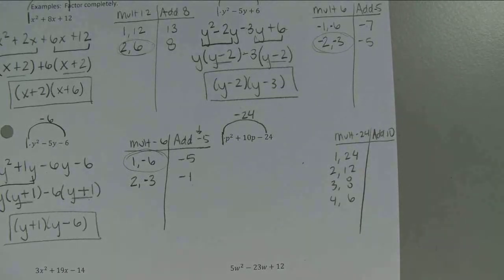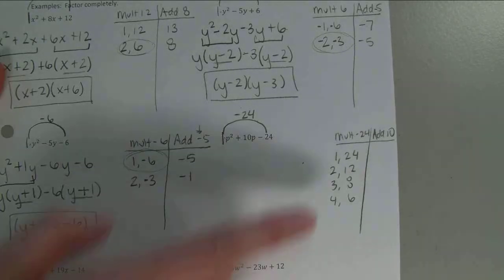Okay. So what do we know about this? They need to multiply to a negative 24, not a positive 24, meaning one of the factors is going to be negative. How do you know? Well, your B, that positive 10, is going to be the sign of all the bigger factors.